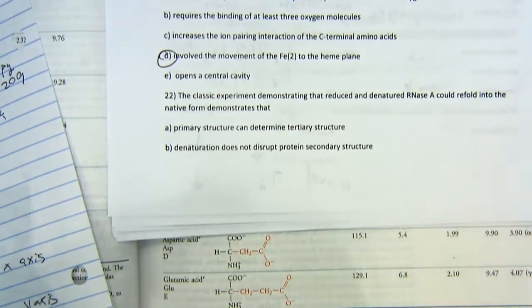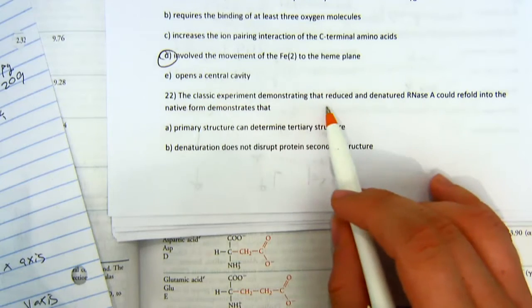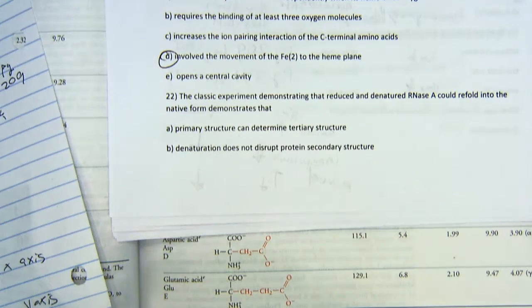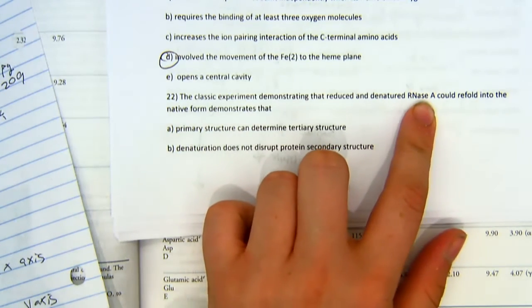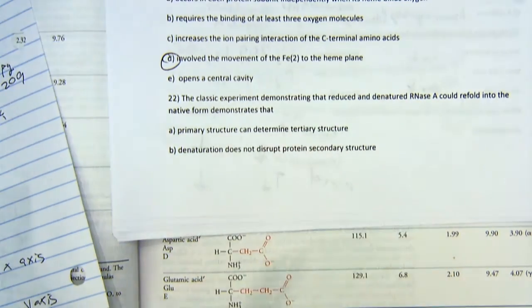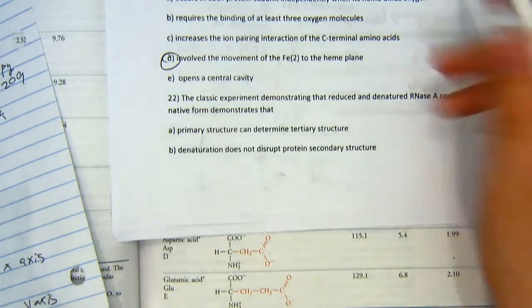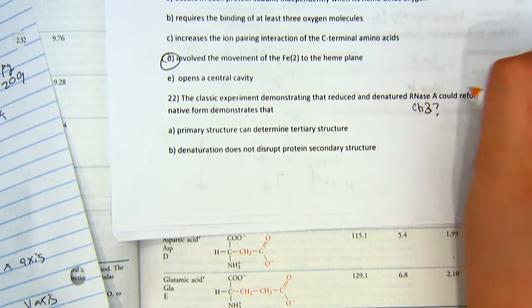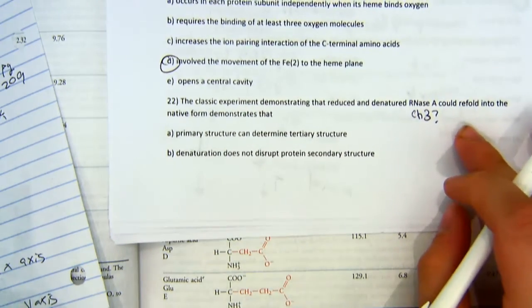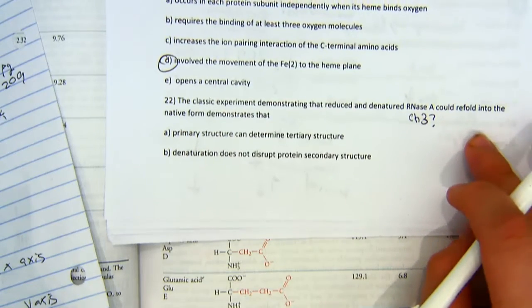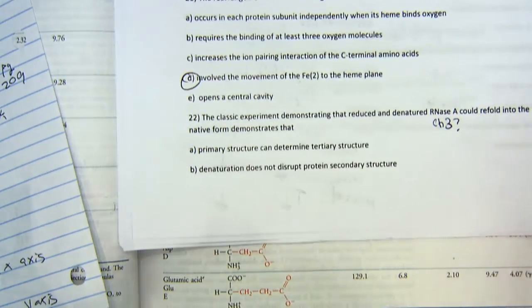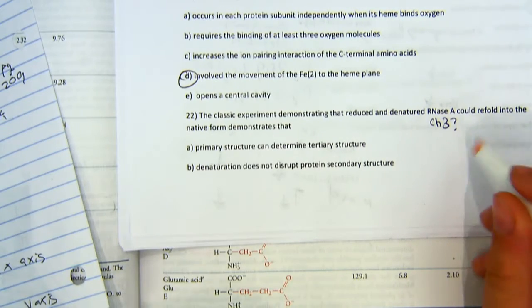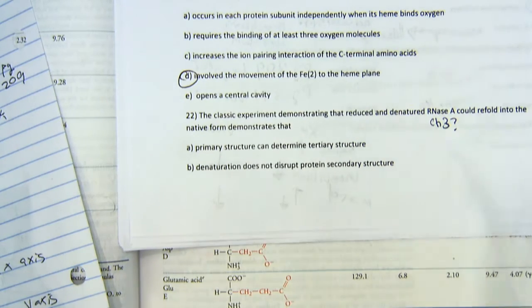Okay. The classical experiment demonstrating that reduced and denatured RNase A could refold into the native form demonstrates that. So RNase A, this is what we were kind of talking about way at the beginning. We were talking, and this was in, I think, chapter 3 of the literature book. But do you guys remember this experiment? Yeah. So the big thing here is we were able to denature and like destroy all those bonds, right?